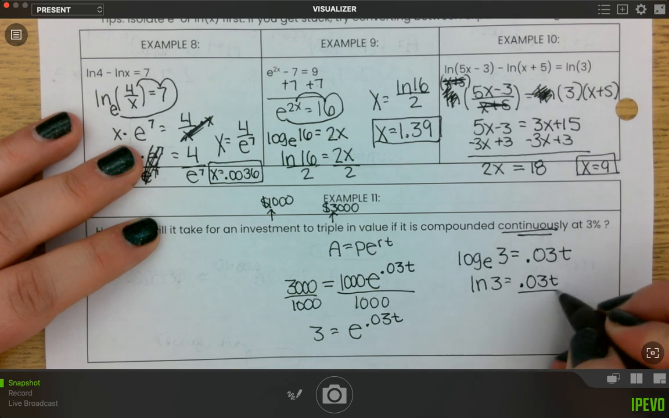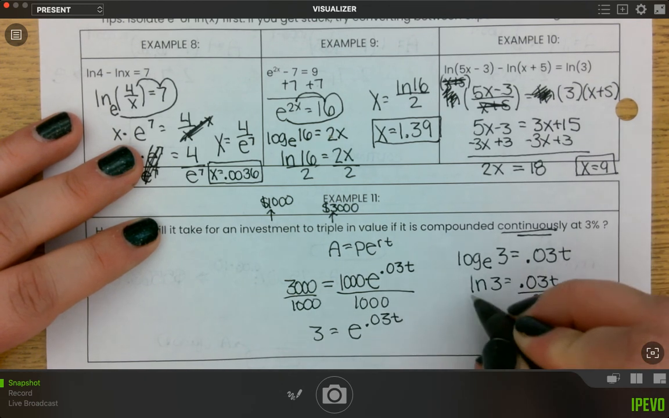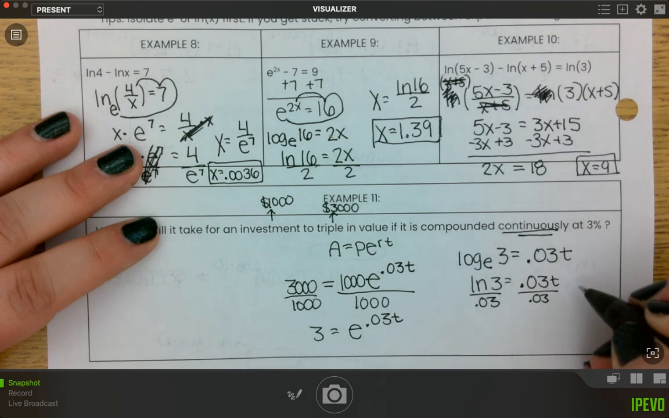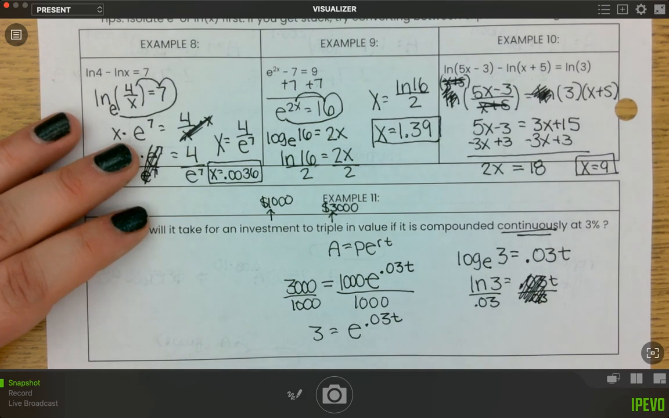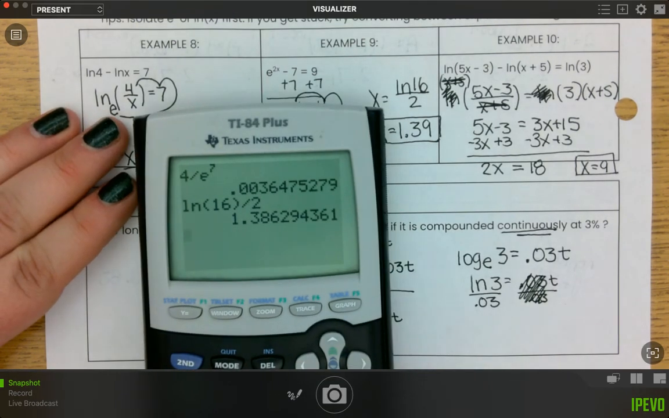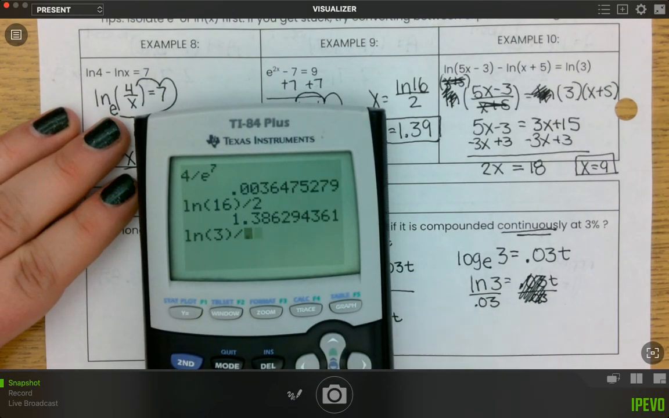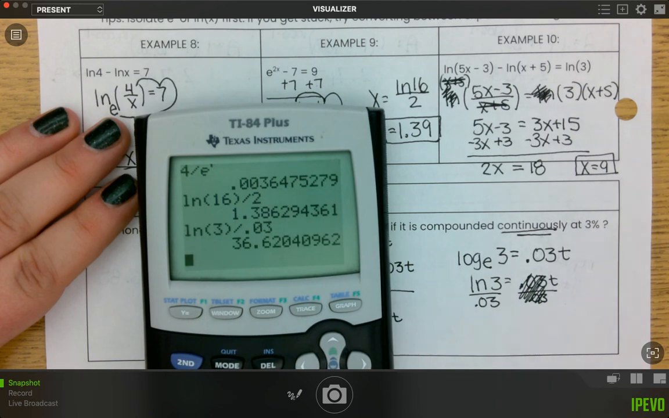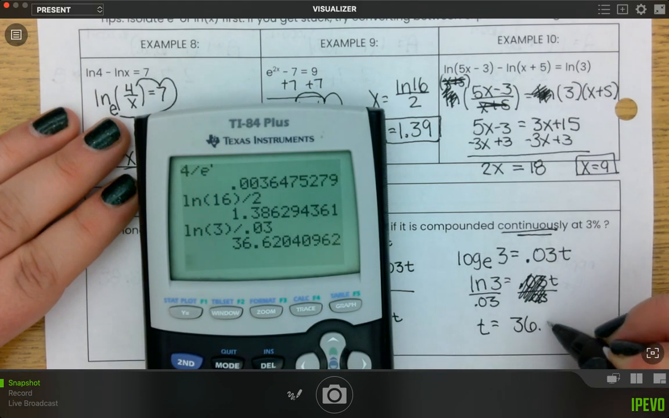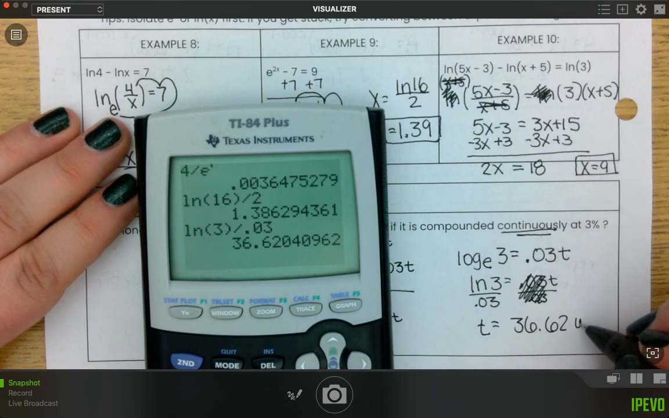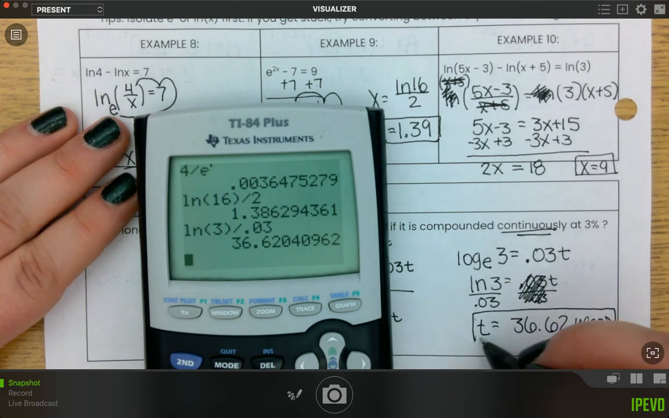And we're going to divide by 0.03 on both sides. ln 3 over 0.03. So it would take 36.62 years. So about 36 and a half years to triple this investment.